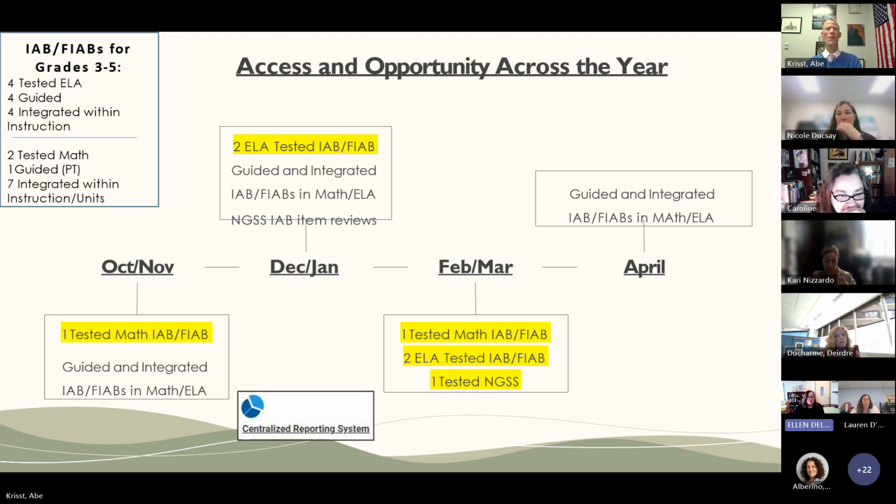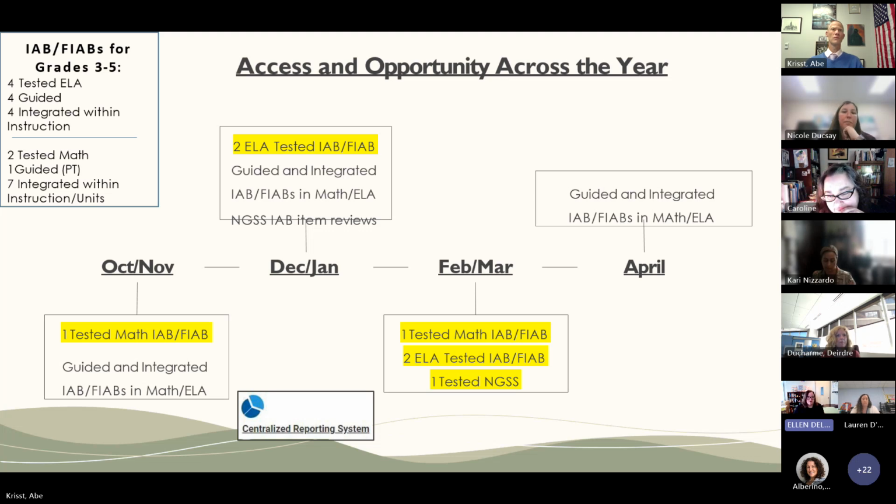For math, there's 2 that are tested, 1 that's guided, and it's the performance task, and then 7 integrated within instructional units and used as an end of unit assessment because it's covering the same skill as our math curriculum, and we just kind of interchange that with the IAB.